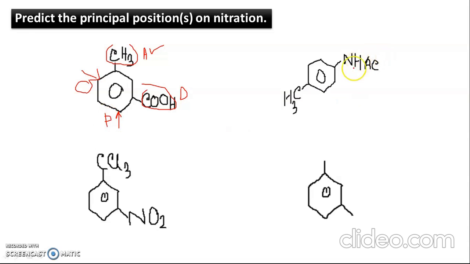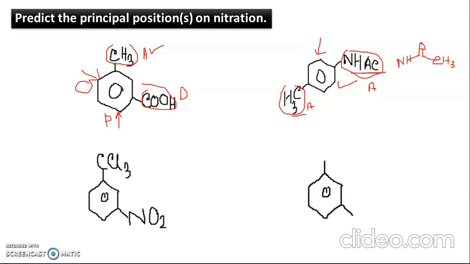Now come to the second molecule. Here we have an acetamido group and a methyl group. Now NHAc, the full form is NHCOCH3. Compared to NH2, obviously it is less activating, but if you compare with methyl, then NHAc is slightly more activating. So this is also activating, this is also activating, but NHAc is more activating compared to CH3. So that is why the principal position will be ortho. You can also say this position because both positions are equivalent, so any of these positions.